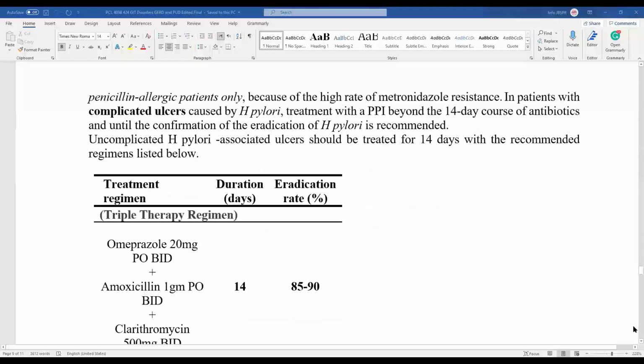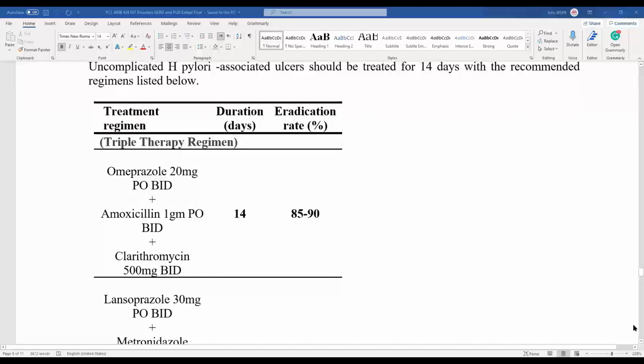Okay, you can see the table. So what I'm trying to say is that instead of this omeprazole, you can even use lansoprazole in combination with amoxicillin and clarithromycin. It doesn't mean that it must be omeprazole. But if you are using lansoprazole, for instance, it will be 30 milligram BD, while omeprazole will be 20 milligram BD. So you can use any of the PPIs with amoxicillin and clarithromycin.